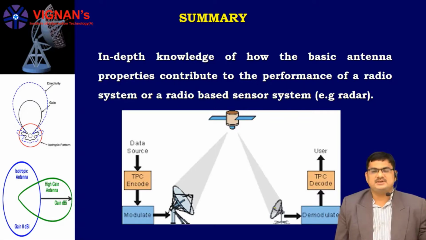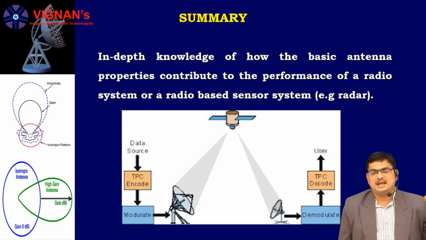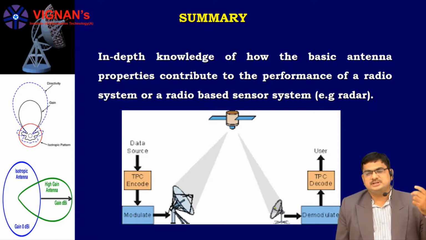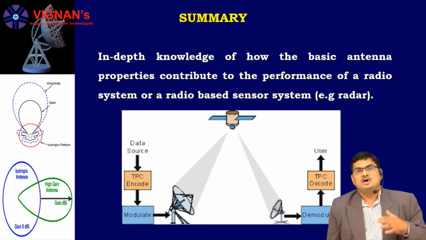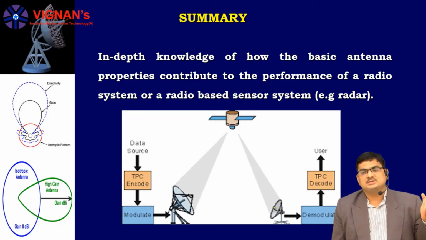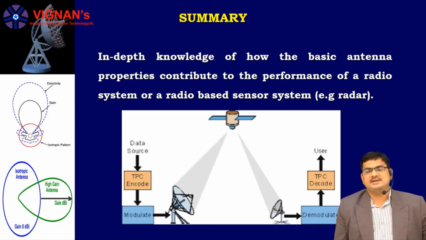After that we discussed antenna apertures and different types of antenna apertures like scattering aperture, loss aperture, physical aperture, and effective aperture. All these apertures we discussed, and finally we derived the formula for Friis transmission, which gives the power received at the receiving end in terms of effective aperture.